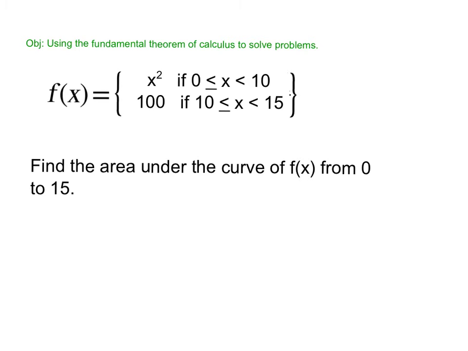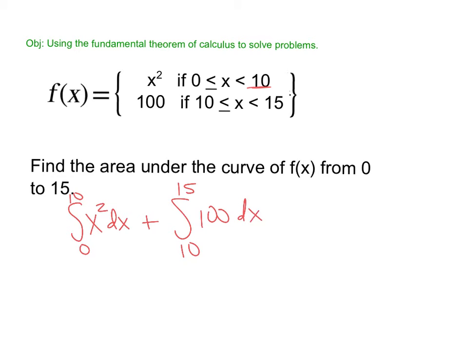Okay. Find the area under the curve from 0 to 15. What do you think? So because it's a piecewise function, we're going to have to break it up. So we have got our 0 to what? 0 to 10 of that top one, because this only goes to 10, dx, plus, and then 10 to how much? 15. 100 dx. So we're breaking that up based on the piecewise function.